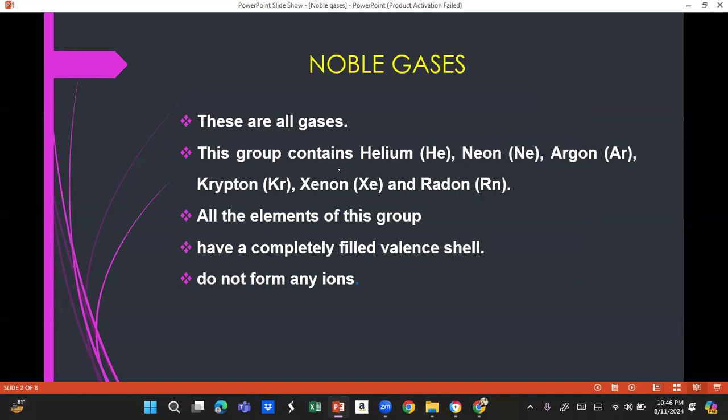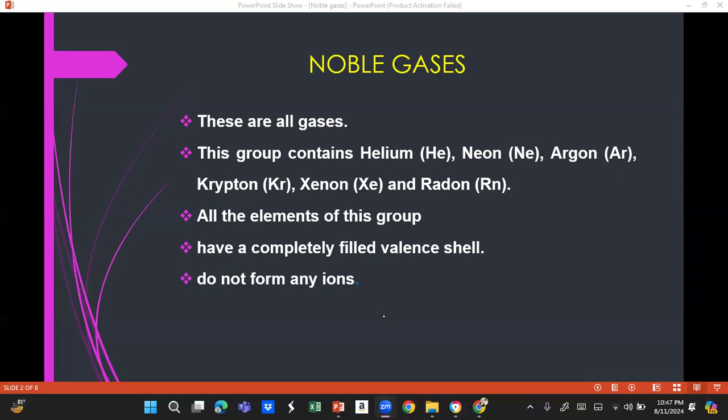a completely filled outer shell. What is meant by completely filled? Different shells have different capacity of electrons. For example, helium has two electrons in the outer shell. As helium has only one shell, and the first shell is completed by only two electrons. So you understand?